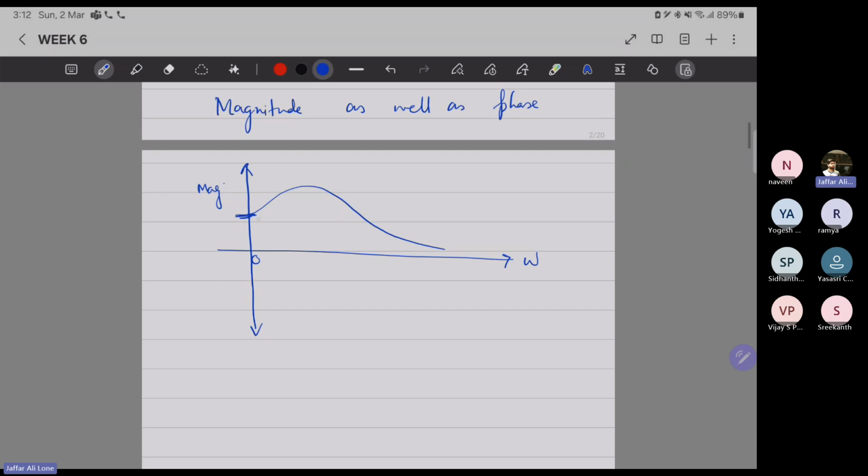And then we can see the magnitude is increasing and reaching a peak value, right? This peak value is achieved at this frequency, which is called omega r. This peak value of magnitude is called the resonant peak, and the frequency at which it occurs is called the resonant frequency or resonance frequency, right?